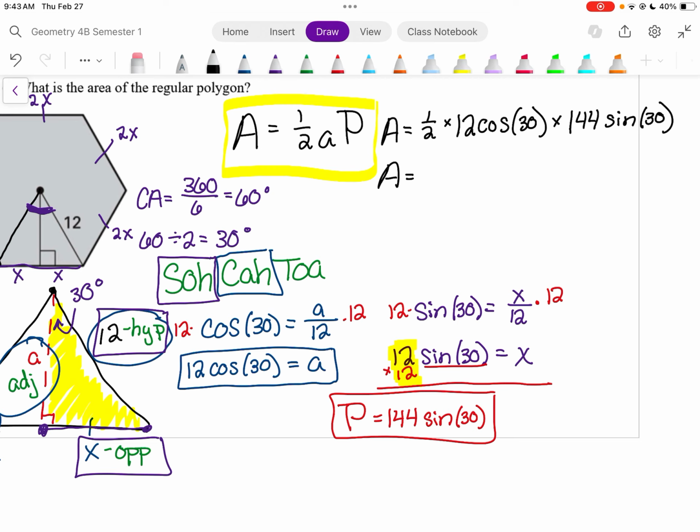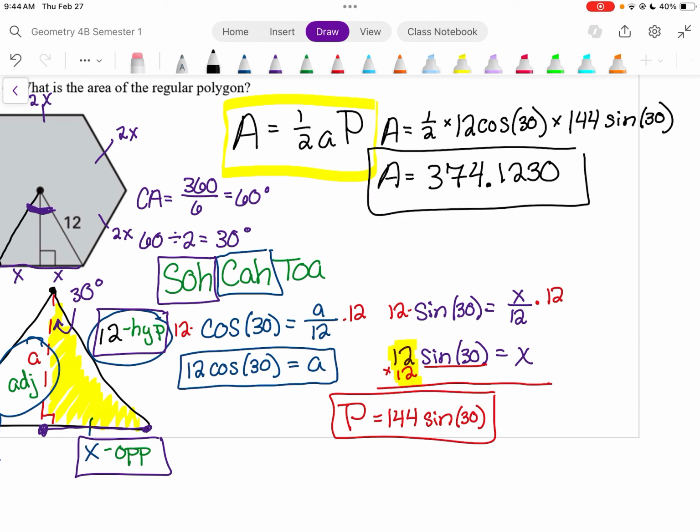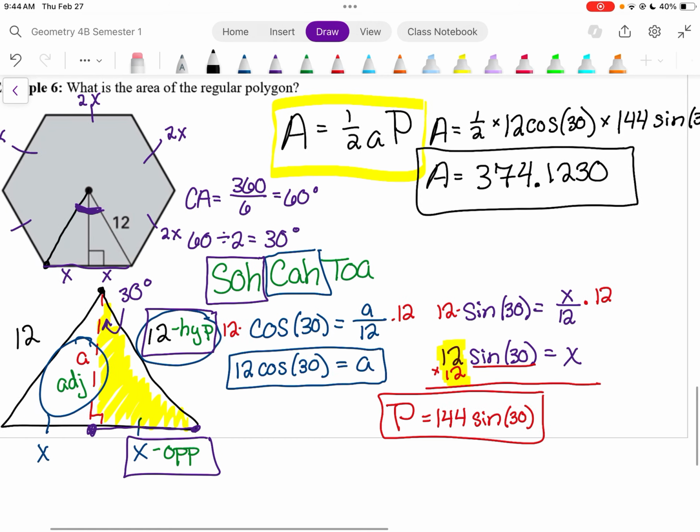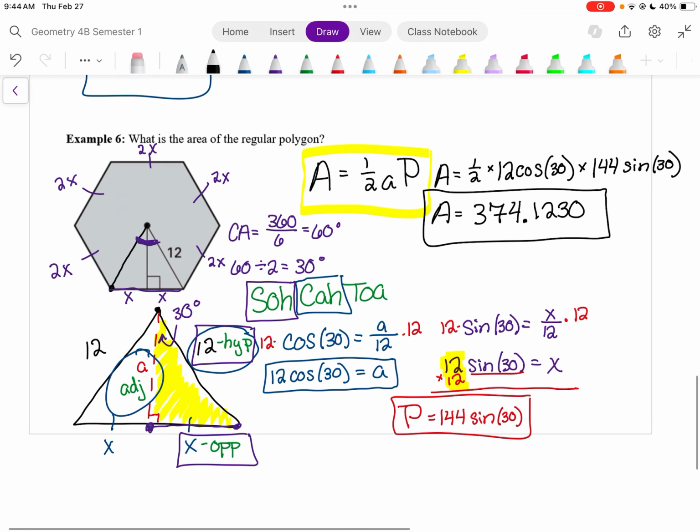So when we plug it in as 0.5 times 12 cosine 30 times 144 sine of 30, you would get the area of about 374.1230 when we round it. And that would be our area. Okay, so that is everything for 9.3.